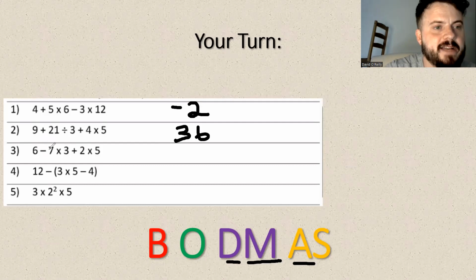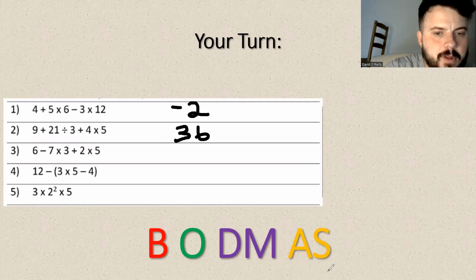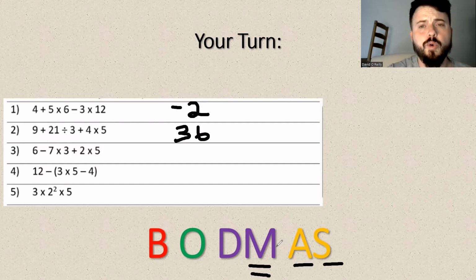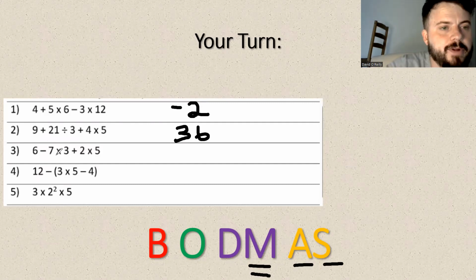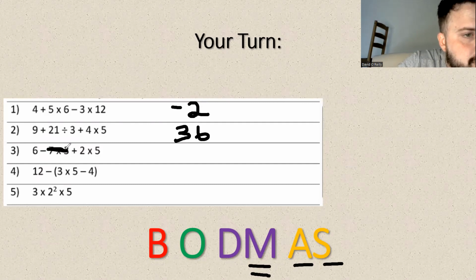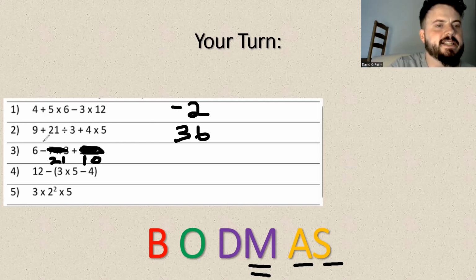We've got 6 subtract 7 times 3 plus 2 times 5. So let's see, which operations are we dealing with? We've got subtraction, multiplication, addition, and another multiplication. So which one am I doing first? Of course, I'm doing all the multiplying first, okay? So I'm doing 7 times 3, which I know is 21. And 2 times 5, which I know is 10. And what am I left with? I've got 6 subtract 21 plus 10.